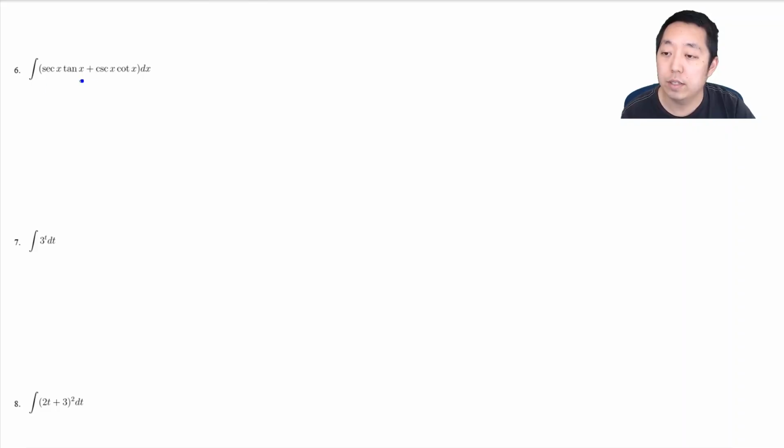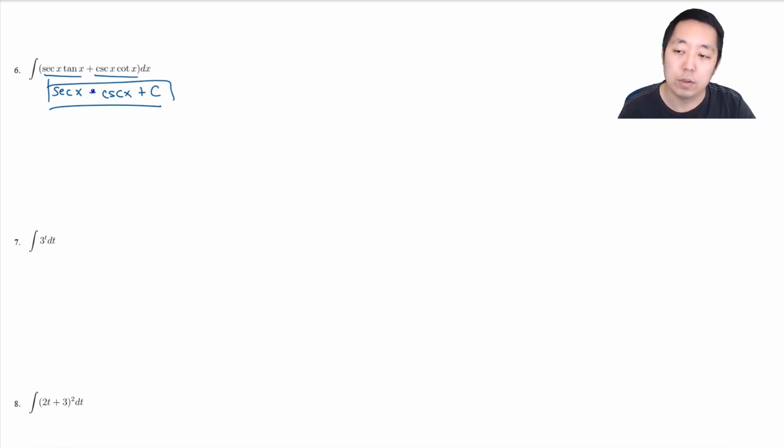Secant tangent. What you have to remember is that the integral of this one is the derivative. This is secant x, and this is minus cosecant x plus c. That's because the derivative of secant x is secant x tan x, and the derivative of cosecant is negative cosecant x cotangent x. That's why I put a minus sign here, because when I do the derivative, the minus sign from this derivative will cancel and become a positive.